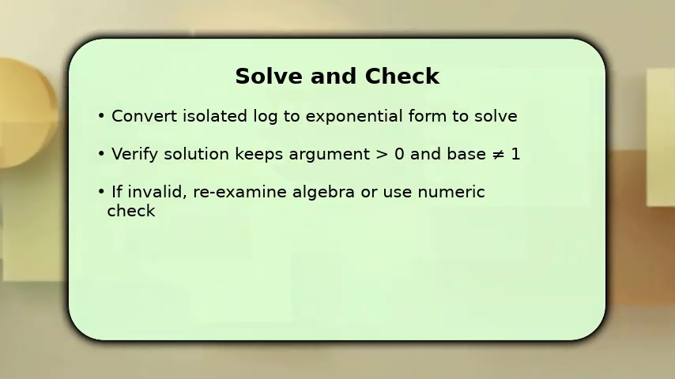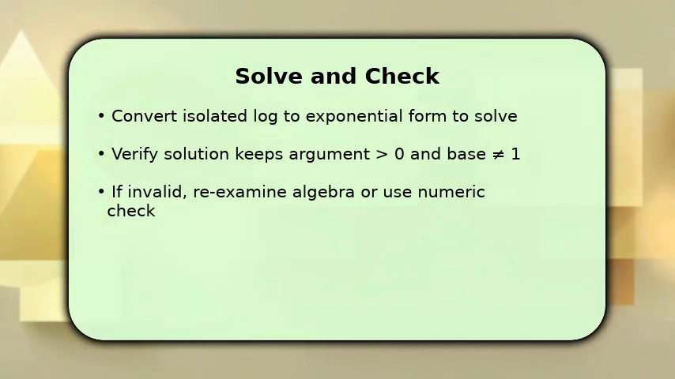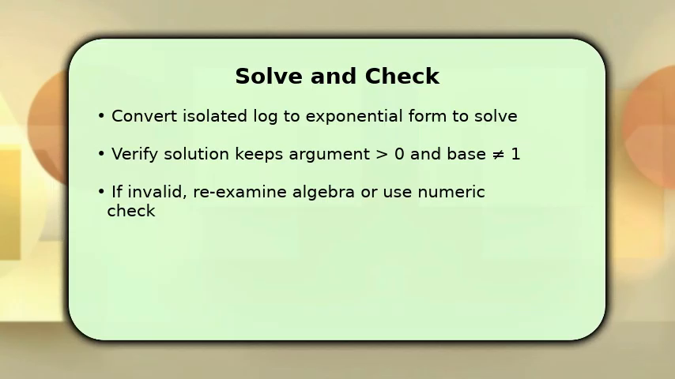After you get a candidate solution, always substitute back into the original expression to confirm the argument remains positive and the base conditions hold. If the value fails the domain check, revisit earlier algebraic steps or try rearranging terms differently. When stuck, use a quick numeric evaluation to spot where the procedure broke down.